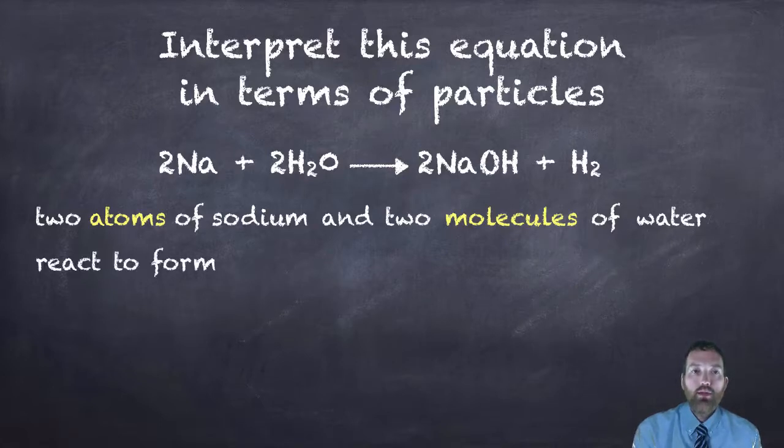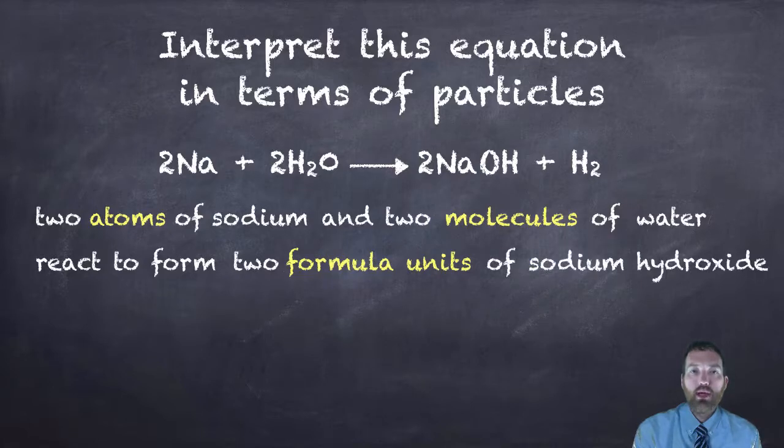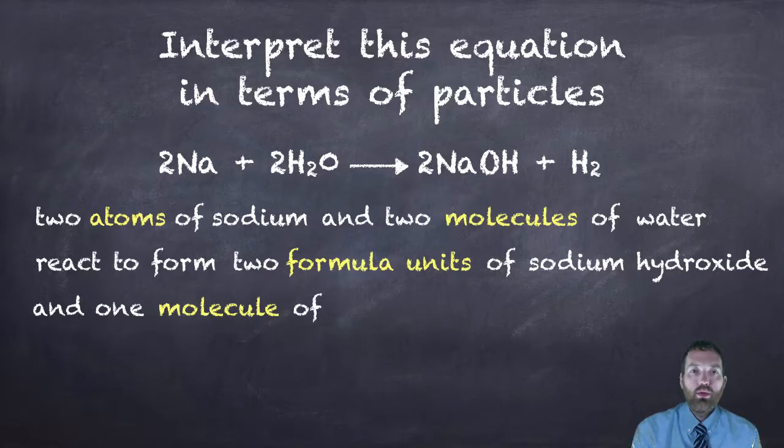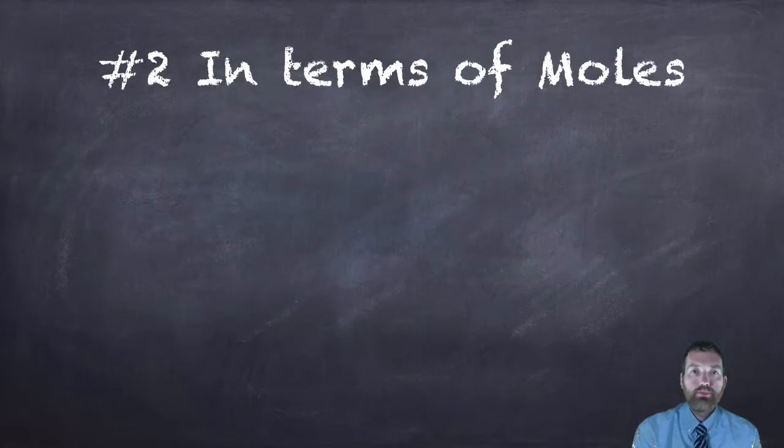And they're going to react to form 2 formula units of sodium hydroxide. We use formula units because Na is a metal. It's a group 1 alkali metal bonded to 2 nonmetals here. This is a polyatomic ion hydroxide. And our other product is 1 molecule of hydrogen.